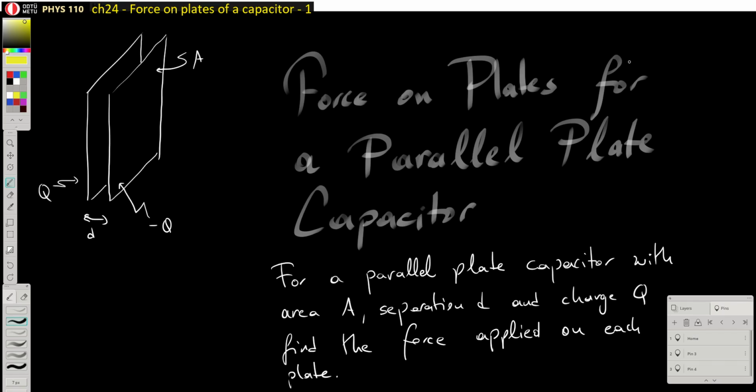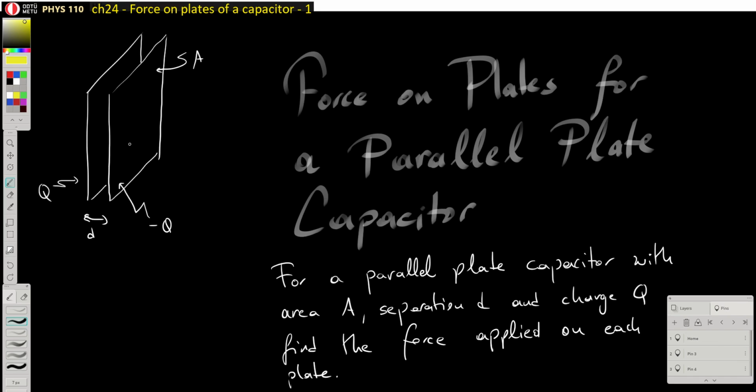In this problem, I'm going to compute the force applied on one of the plates of a parallel plate capacitor, but I'm going to use the potential energy concept to compute the force. All right, I'm going to show you how, but let's first introduce the variables.